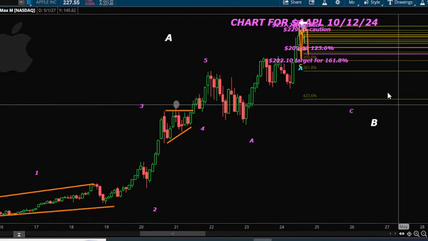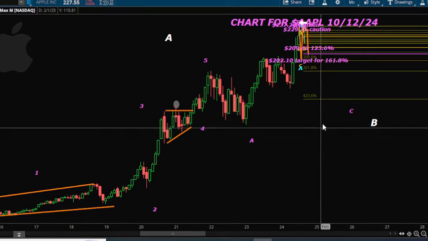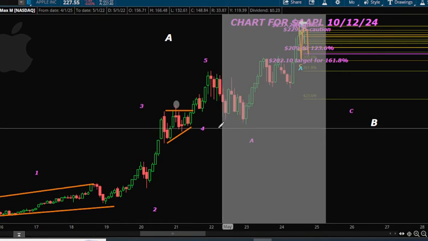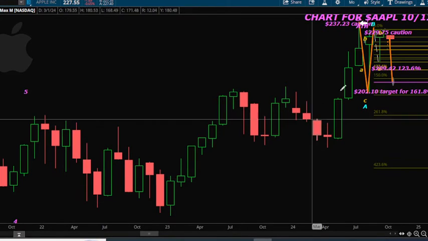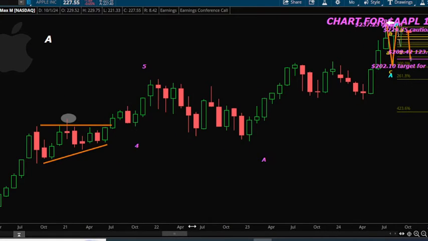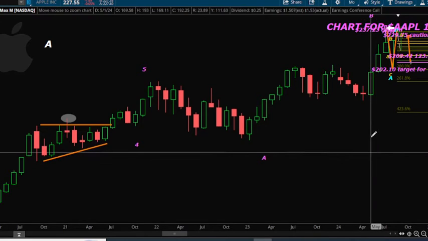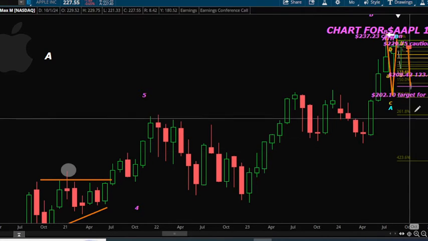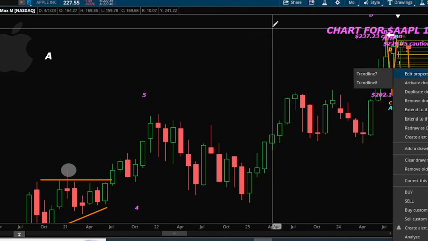This C would be way up there somewhere down the road. And this B, I have no idea where it might lie, because with B waves it can be very complicated. It can be triangles, flats, but we'll just figure that out with the internals, and that's what I want to show you now. So starting from the A down, which is this move here, and the B up, which is this move here, we need to figure out how we got there so we can anticipate the C moves. Let me get rid of this. Hold on.